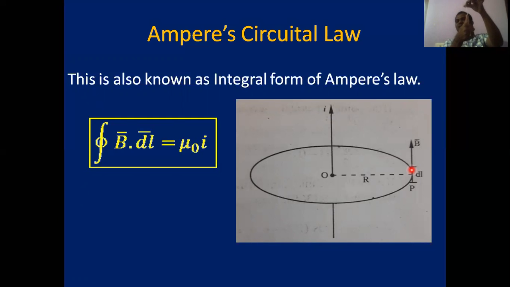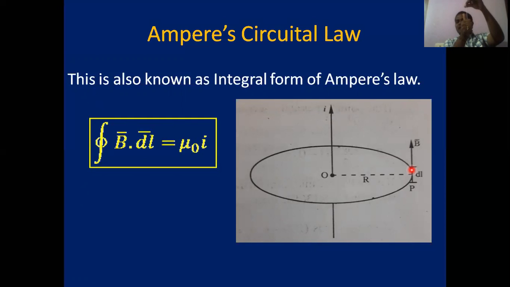Here the thumb is pointing the direction of current. Now the direction of folded fingers represents the magnetic lines of force direction. So that means what? Here magnetic lines of force are in anti-clockwise direction.